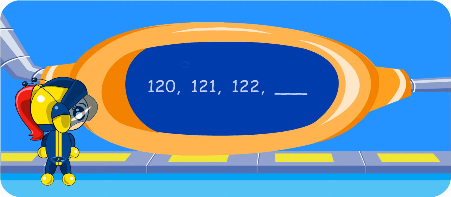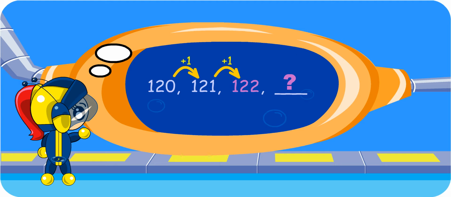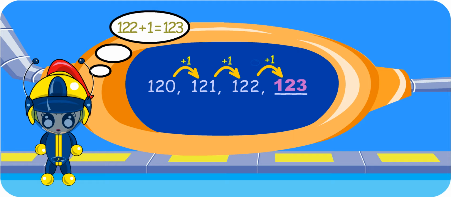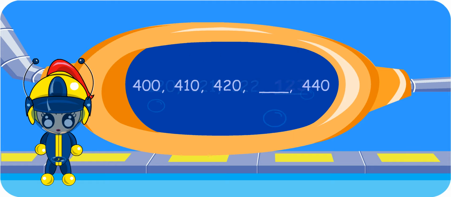Let me try. 120, 121, 122. The numbers increase by 1 in this sequence. So if you count on by 1, what will be the number after 122? Count on by ones. 120, 121, 122, 123. Yes. How about the next set of numbers?